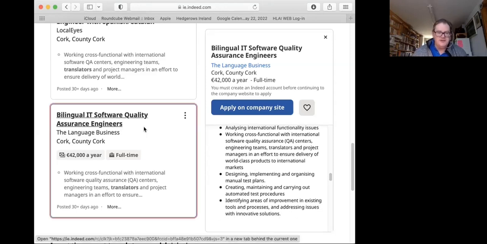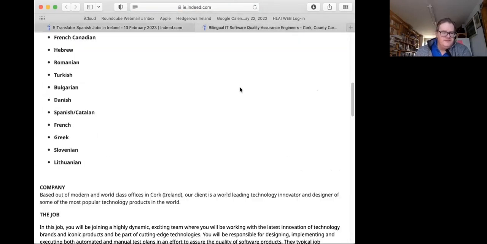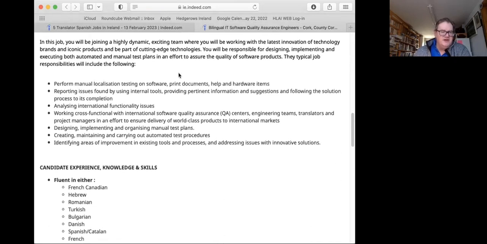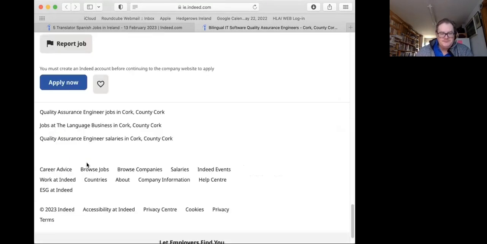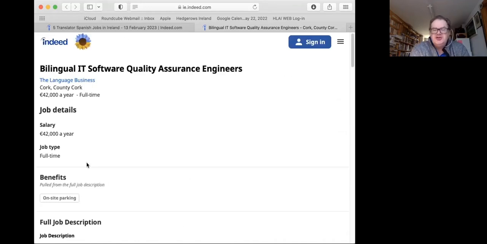So let me just open up a new window. There we see some information about the job, which is what we're looking to do: perform manual localization testing, analyzing international functionality issues to do with language, I'm sure. Designing, implementing, organizing manual test plans for testing software. You need strong analytical communication skills, real-world software engineering experience. You've done some software programming and so on, okay? So that's a job description. That job description is arrived at after the process we've talked about, okay?